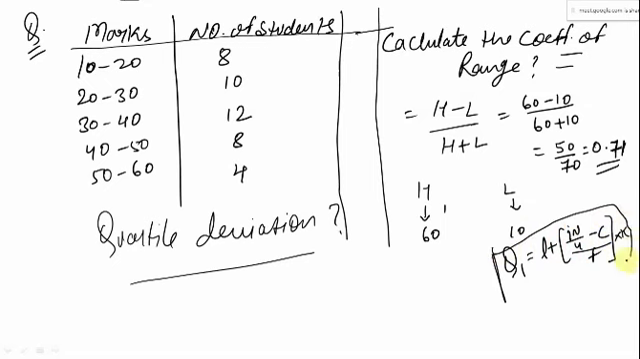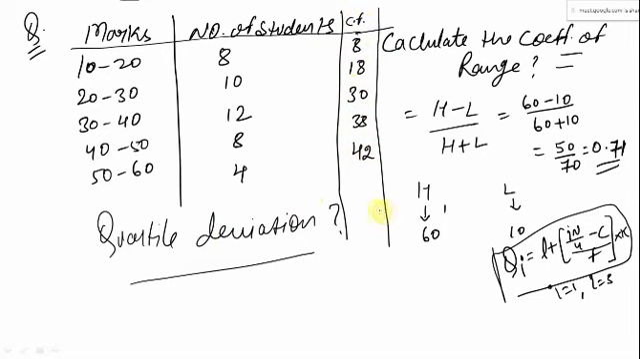This is the formula. Yes, sir. This is Qi, so we can put i equal to 1 for Q1, and i equal to 1, 2, 3 for Q1, Q2, Q3. So first of all, we need to find out the CF. Am I right? Yes, sir. 8, 10 plus 8 is 18, 18 plus 12 is 30, 30 plus 8 is 38, and 38 plus 4 is 42.